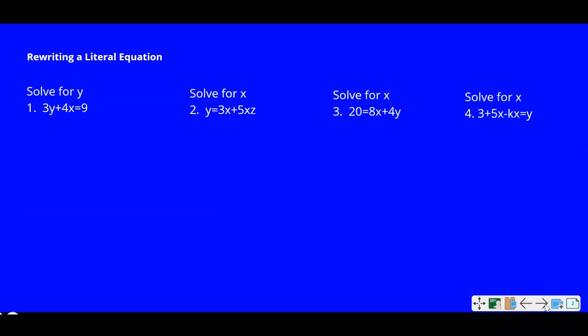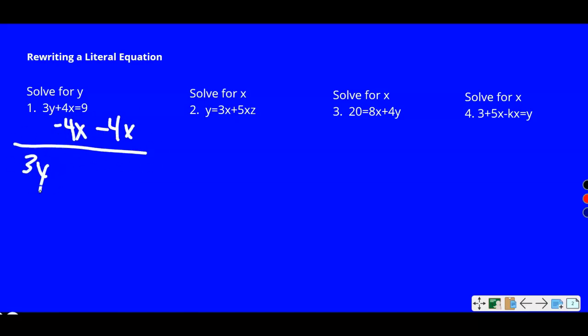So, rewriting a literal equation. Remember, a literal equation has two or more variables, so it has more than one variable. Number one says solve for y. For this equation, 3y plus 4x equals 9, we want to solve for y, so we want to get y by itself. We have multiplication here and addition here. When we're solving equations, we undo addition and subtraction first, so we're going to subtract 4x from both sides.